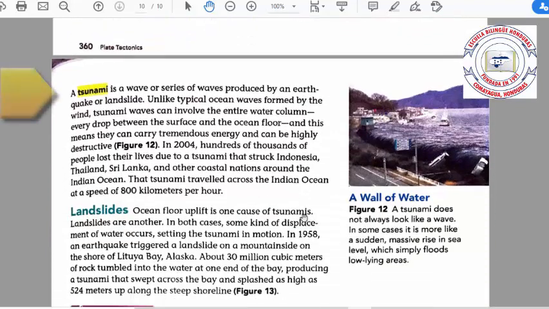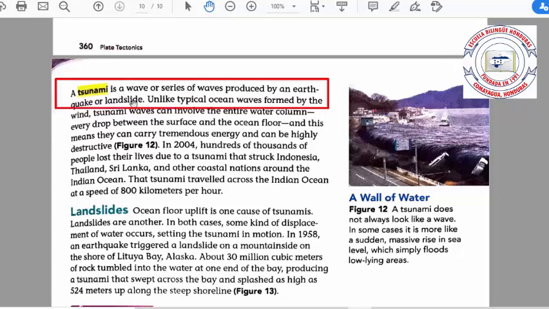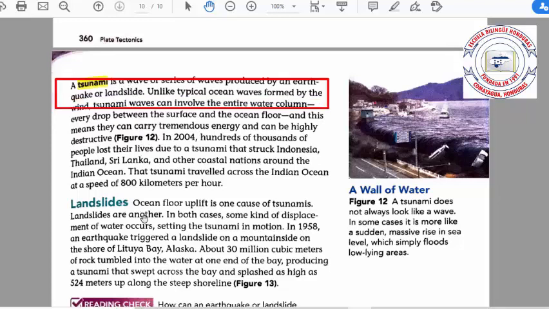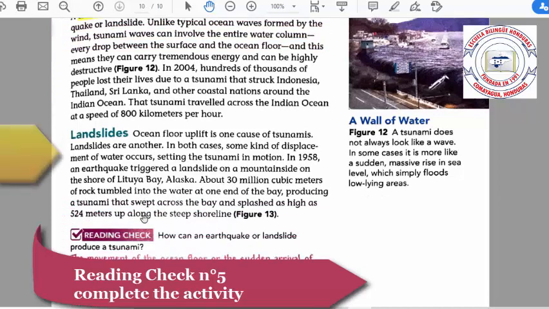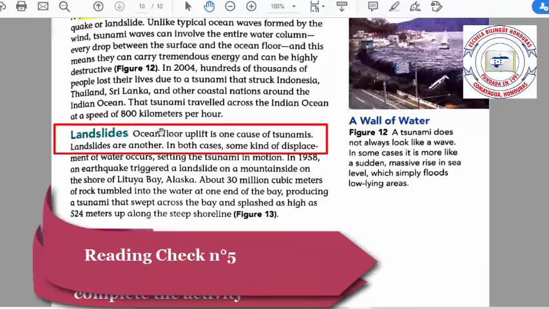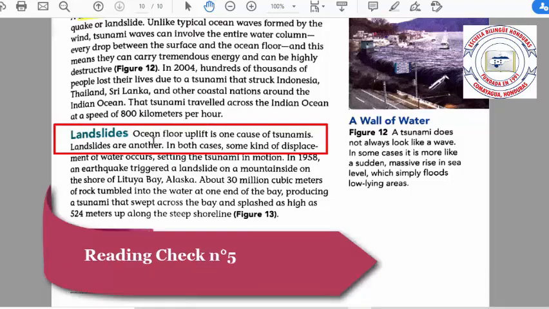A tsunami is a wave or series of waves produced by an earthquake or landslide. Okay, underline the definition of tsunami. What is a landslide? Ocean floor uplift is one cause of tsunamis. Landslides are another one. Underline this part, please, guys, about the landslide.